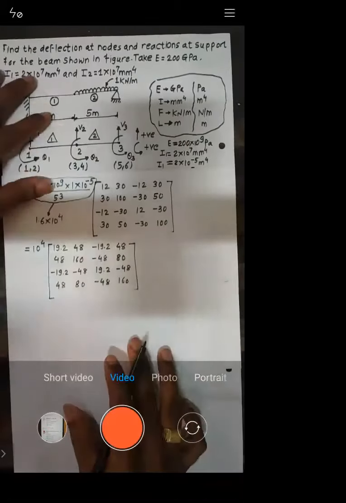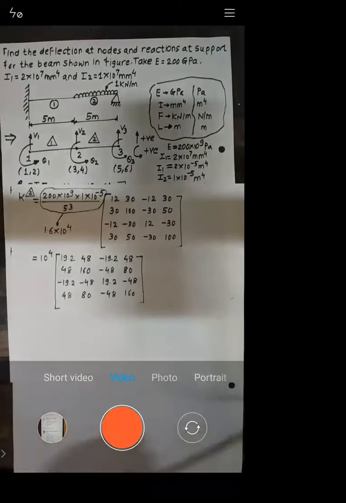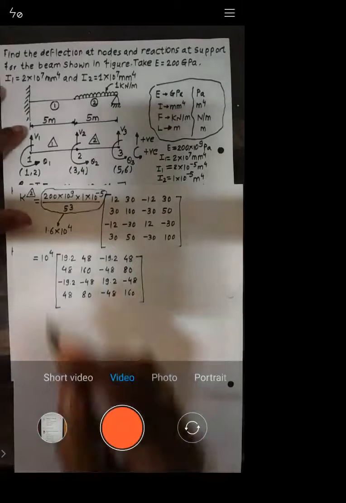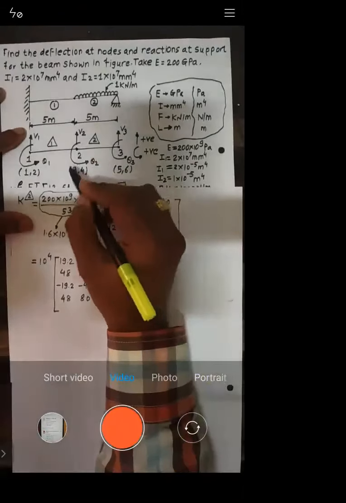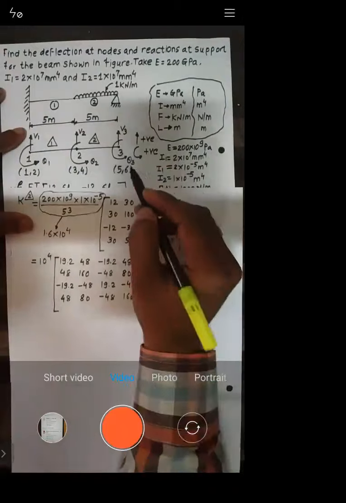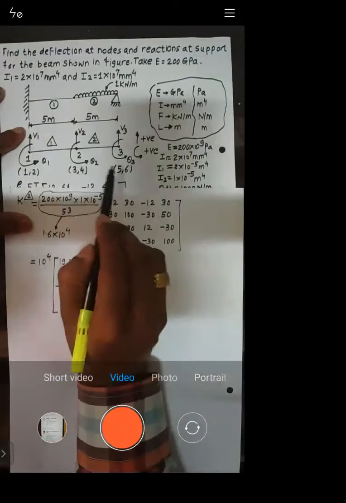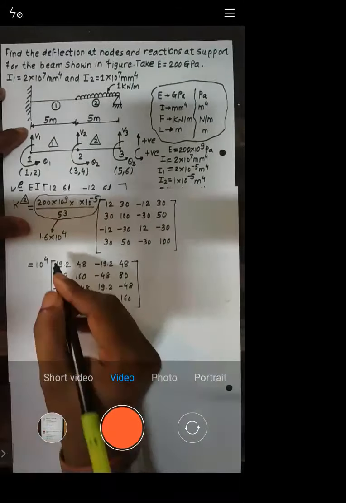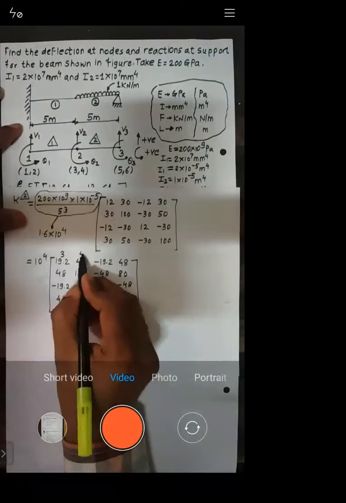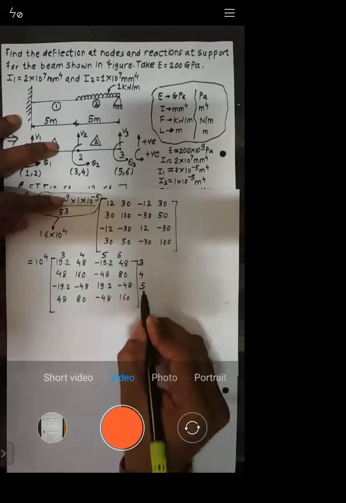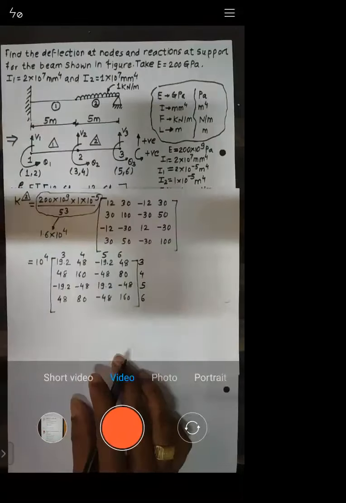Now, same as what we have done for stiffness matrix 1, we are supposed to assign the numbers to the rows and columns, right? So see, for node number 2, there are 2 degrees of freedom. For node number 3, again, there are 2 degrees of freedom, right? And those degrees of freedom are 3, 4, 5, 6, in the sequence we need to assign. So this is 3, 4, this is 5, 6, right? This is 3, 4, 5, and 6.